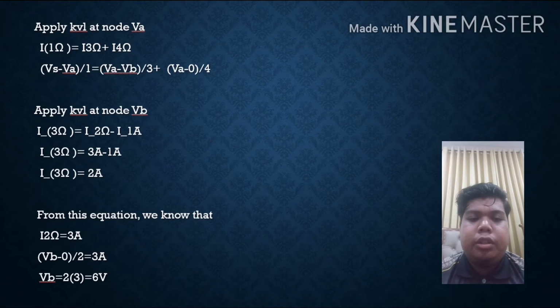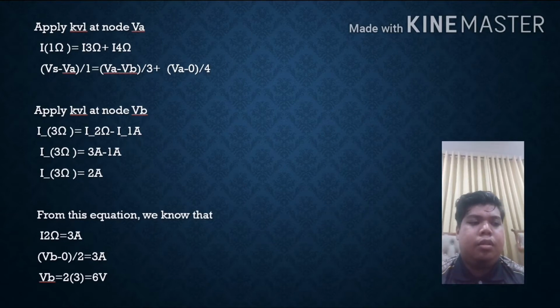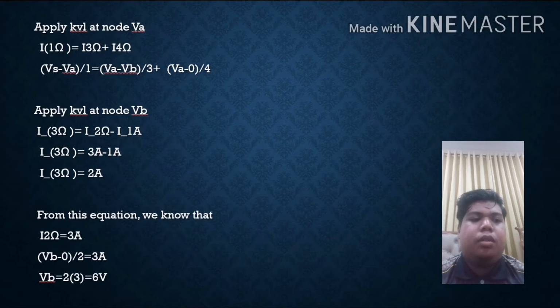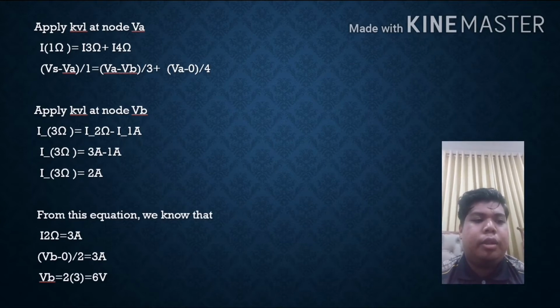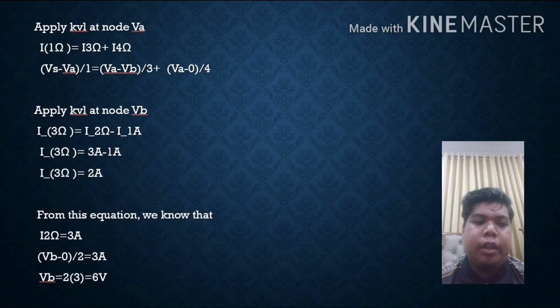So from the equation we know that the current at the 2 ohm resistance is 3 ampere. So we'll use Ohm's law. Ohm's law at the 2 ohm resistance, and the equation will be VB minus 0 per 2 equals 3 ampere. Then we do algebra. Then the final answer we get is VB equal to 6 volt.